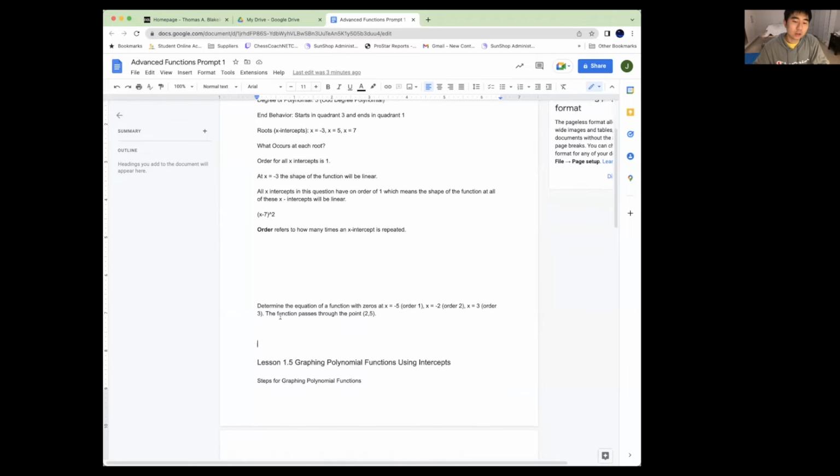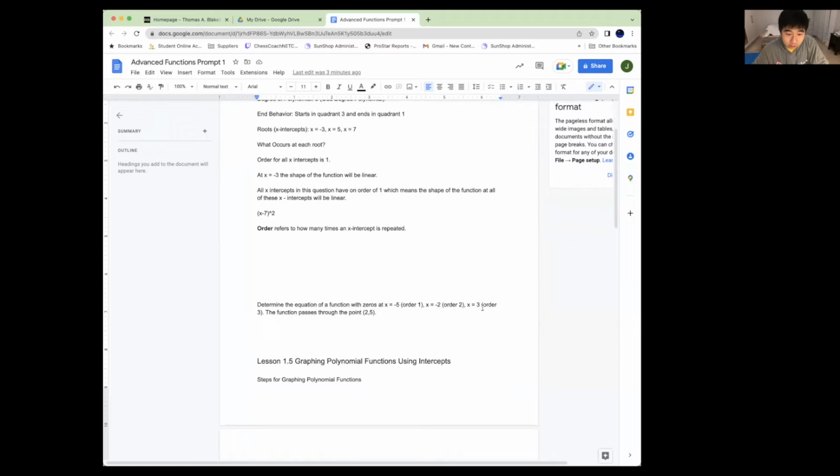Okay, so next up, we have another question. It says determine the equation of a function with zeros at x equals -5, order 1, x equals -2, order 2, x equals 3, order 3. The function passes through the point (2, 5). So first thing I'm going to do is I'm going to say y. We're going to say y.